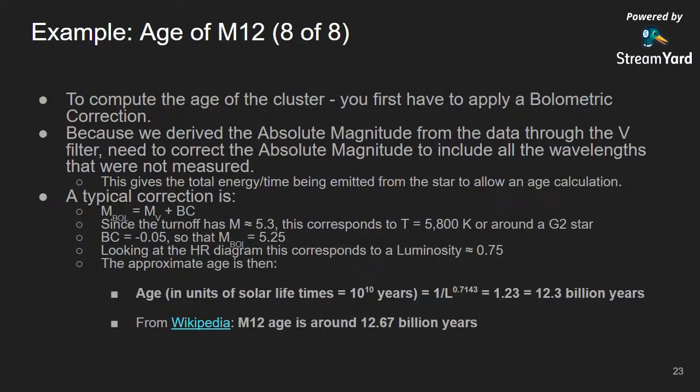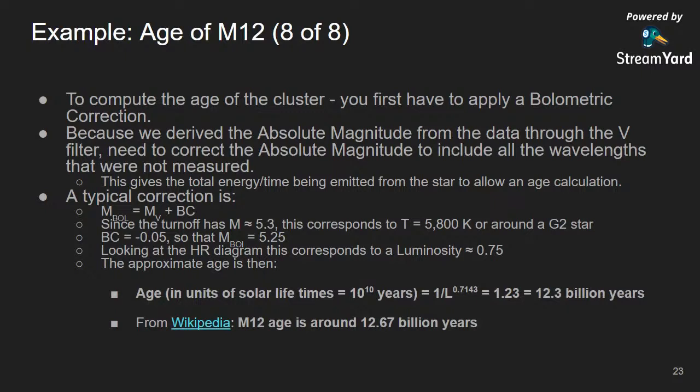Using the formula I gave on the first or second slide to calculate the life expectancy or the age, 1 over L raised to the 0.743 gives you 1.23, in terms of solar lifetimes. Multiply that by 10 to the 10, and you get 12.3 billion years. Looking up on Wikipedia, M12 is quoted as 12.67, so I felt pretty good. I was pretty close. Now, I didn't pick M12 because I thought it was the oldest cluster. I just was getting one that had data on it.